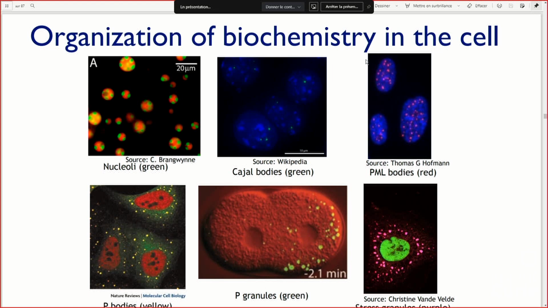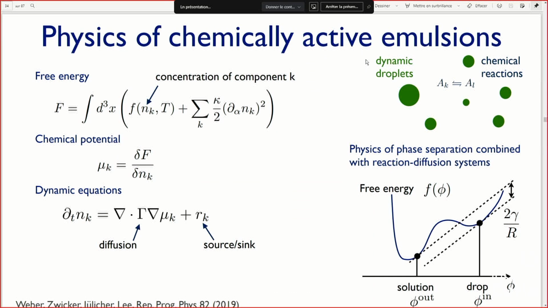So the idea is that this condensation organizes the chemistry of a cell, and can organize it in space by localizing chemical reactions into condensates. In the condensates, you can collect certain enzymes and certain specific reactions take place there. You can think of them as little microreactors that carry out certain tasks and certain types of biochemistry. And this idea brings us to the physics of combining chemical reactions with phase separation, and to develop the theory of chemically active emulsions and chemically active droplets.